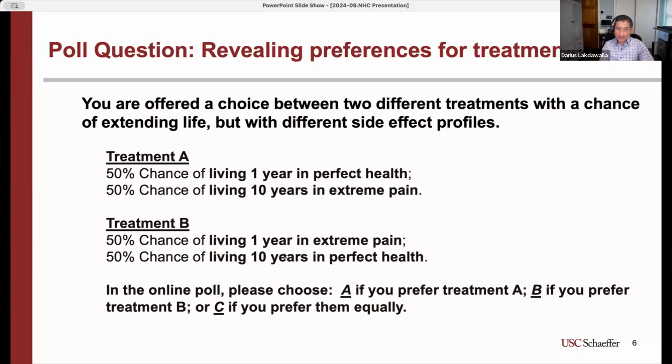So what I'd like you to do is think about those options and decide if you prefer treatment A or if you prefer treatment B, or perhaps you prefer them equally. And if you prefer them equally, then you go ahead and choose C. So we'll give you a minute to think about that. Okay, so I'll wait a little bit, I still see a few answers coming in. I'll give it a couple more seconds to finish up here.